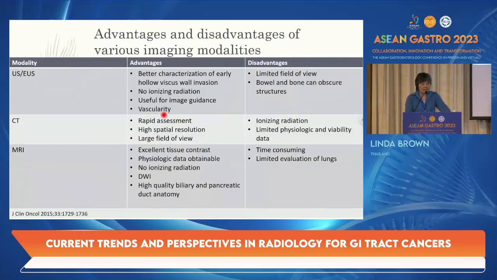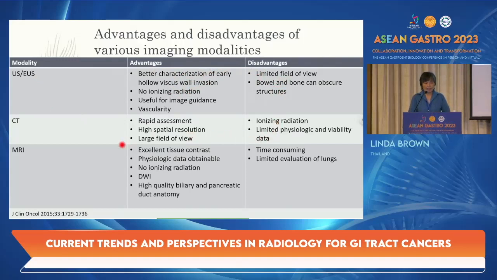Ultrasound, particularly EUS, endoscopic ultrasound, is quite good for early lesions because it can go into the bowel wall and visualize the bowel wall, and it has no radiation. You can use it for guiding biopsy. But the downside of EUS is that it has a limited field of view, and bowel gas and bone can obscure the structure, so you cannot really see it well.